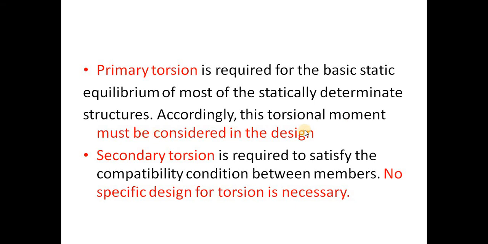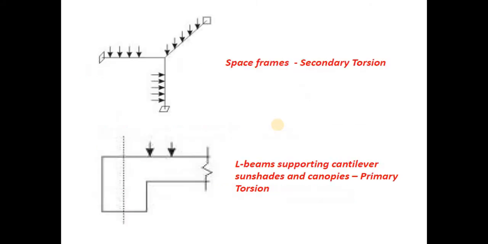So remember, if it is a primary torsion, we must consider this in the design. If it is a secondary torsion, or the torsion which is required to satisfy the compatibility condition between two members, then no specific design for this torsion is necessary. So this is as per our codal provisions.